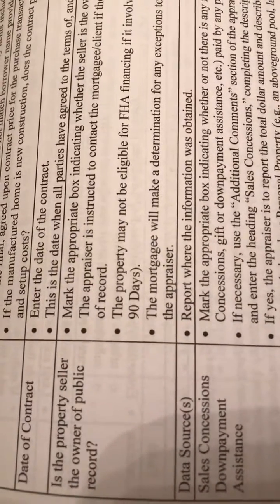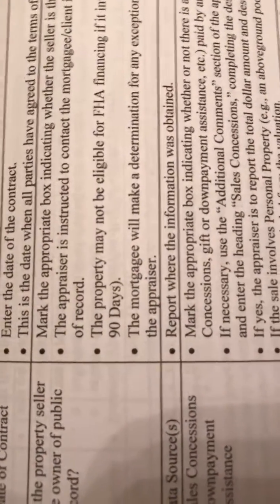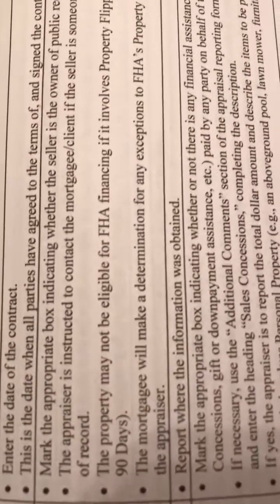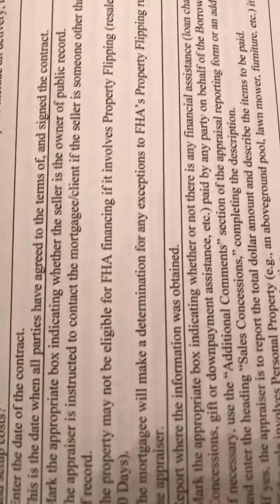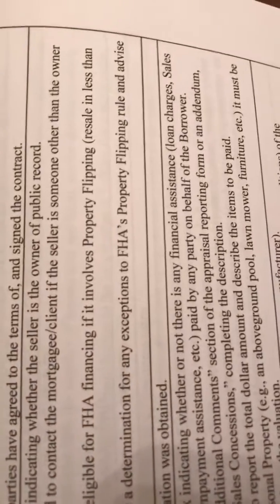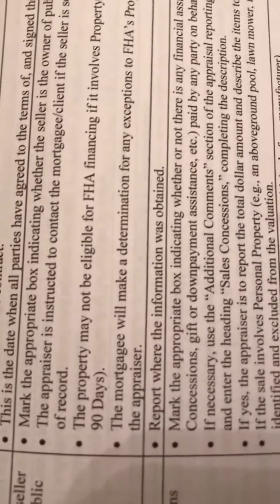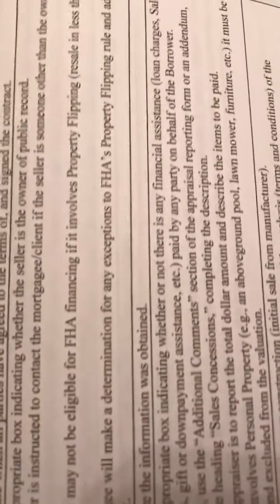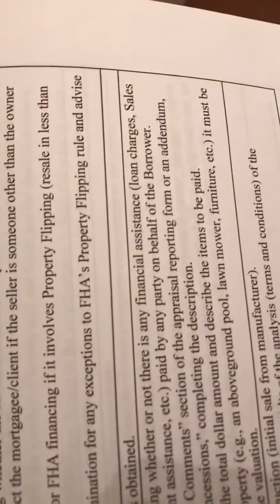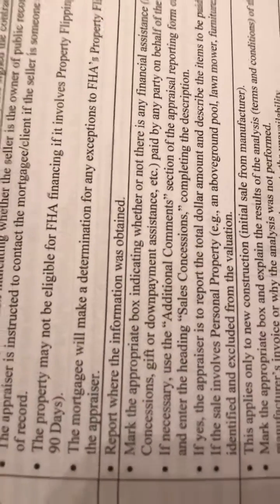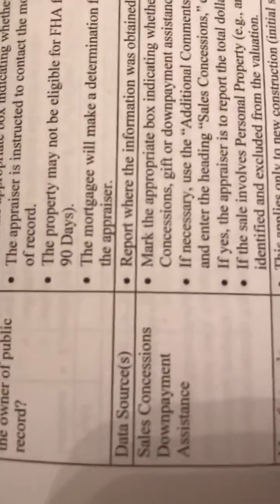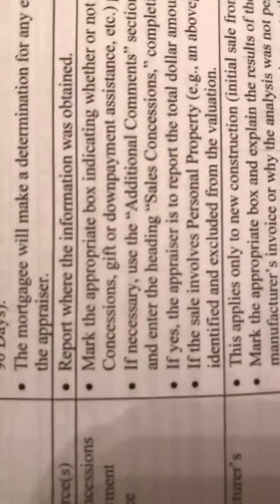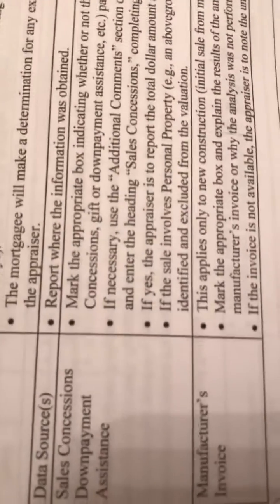Field: Is the property seller the owner of public record? Protocol: Mark the appropriate box indicating whether the seller is the owner of public record. The appraiser is instructed to contact the mortgagee/client if the seller is someone other than the owner of record. The property may not be eligible for FHA financing if it involves property flipping, resale in less than 90 days. The mortgagee will make a determination for any exceptions to FHA's property flipping rule and advise the appraiser.